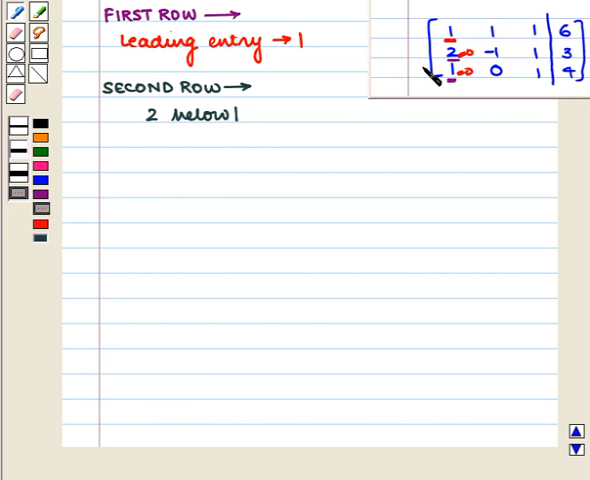In the second row, we have 2 below 1. We have to make it 0. For this, we multiply the first row entries by 2 and subtract it from the entries of the second row. Also in the third row, we have 1 in column 1. We have to make it 0. For this, we subtract row 1 from row 3.